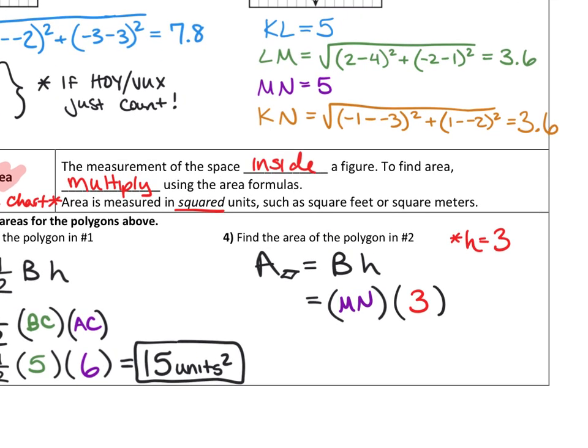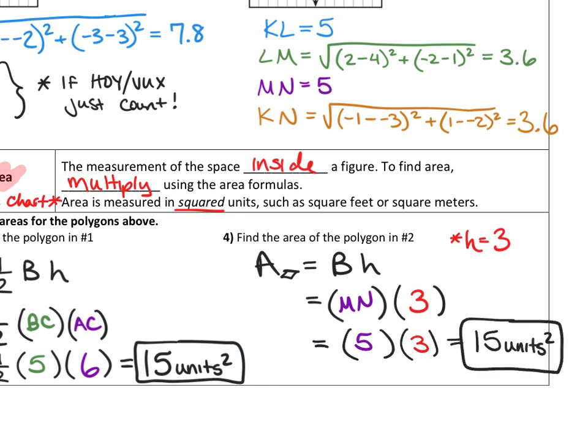When we found this earlier, what is the distance of MN? 5. And then we just found the height was 3, which means my area is 15 units squared, 15 square units. No, they won't always be 15 units. Just happen to have 2 examples where they were both 15 units.